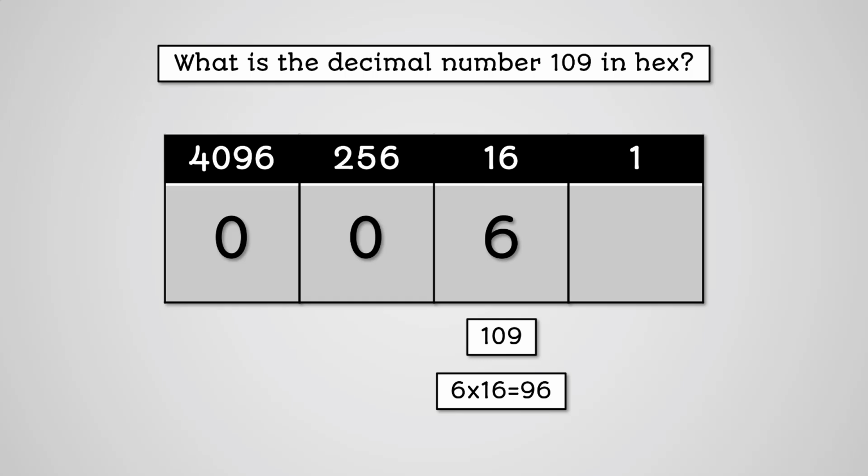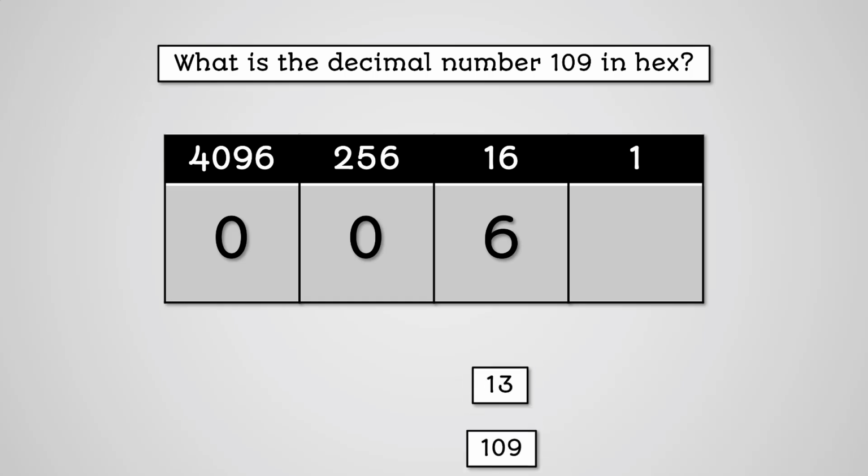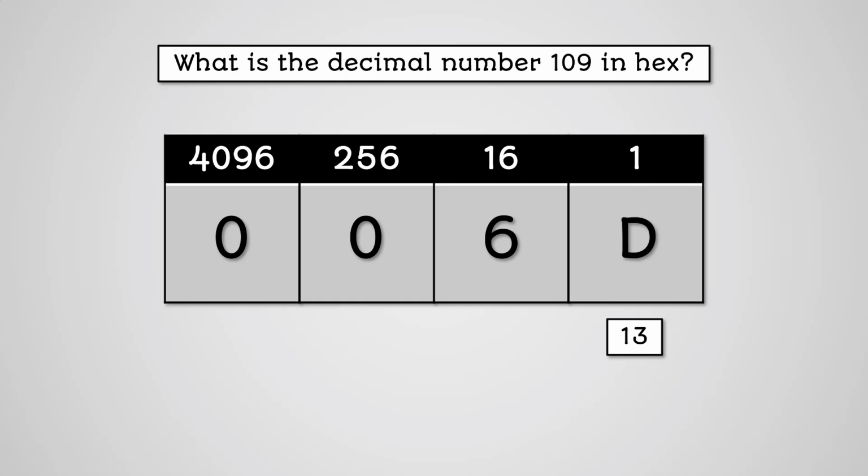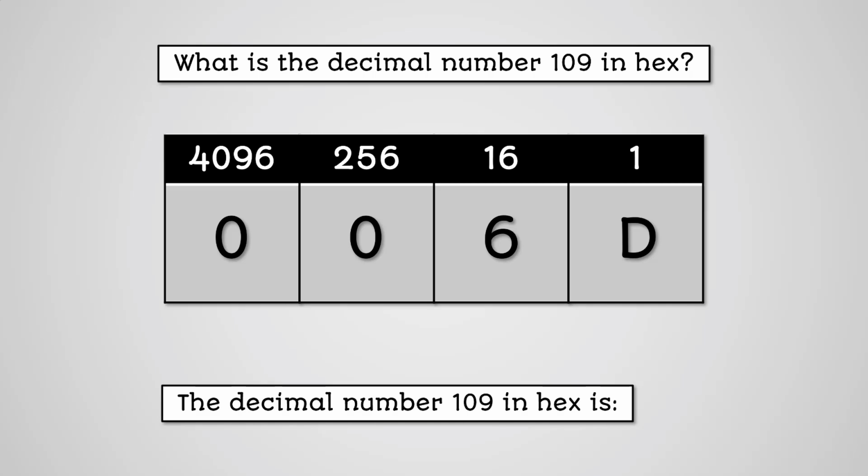6 times 16 is 96. So we have to take 96 away from 109. 109 minus 96 is 13. Will 1 fit into 13? Yes. How many times? 13 of course. But what is the hex code for 13? Using the table we saw at the start of this lesson, we can see that it is D, so we put D into the 1 column. So, the hex value for 109 is 6D.